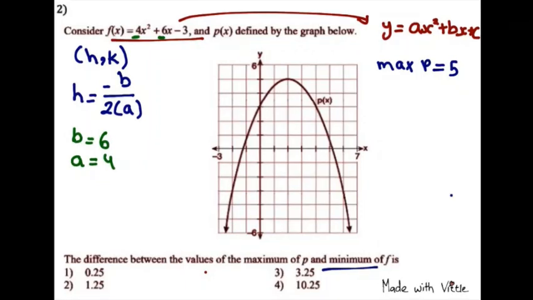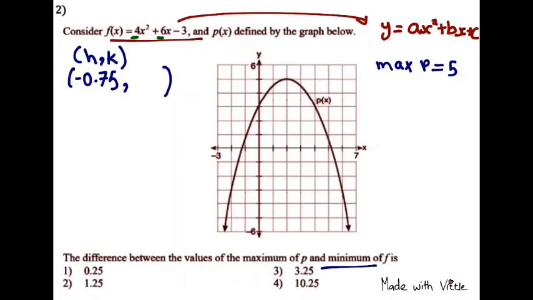Now we will replace b by 6 and a by 4. So h is equal to negative 6 over 2 times 4. When we put that in the calculator, h is equal to negative 0.75. The next step is to find k.